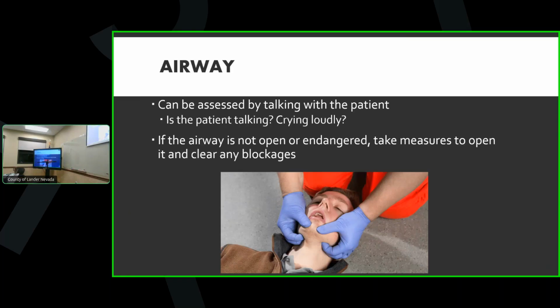So, airway, you assess it. Is the patient talking to you? Is the baby crying? If it is not open, if you're hearing snoring, if they're not breathing at all, or they're breathing real shallow, and you're hearing like they're trying to breathe through their own tongue, this is where you do your airway maneuvers. So, if you have suspected spinal trauma, how do you open the airway? Good. And if you don't have suspected spinal trauma, how do you open the airway? Good, good. Now learn how to.